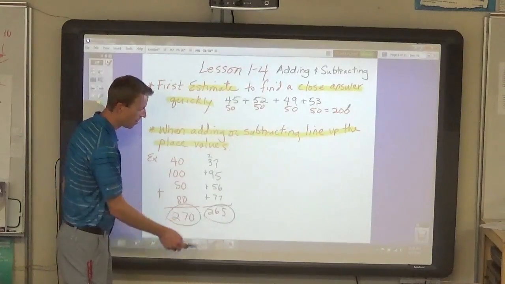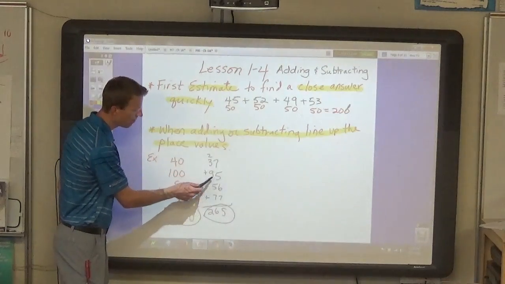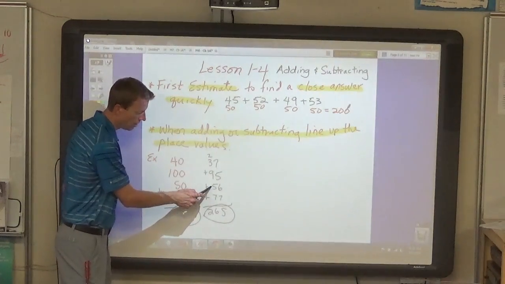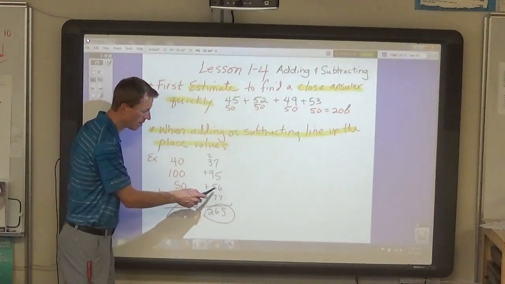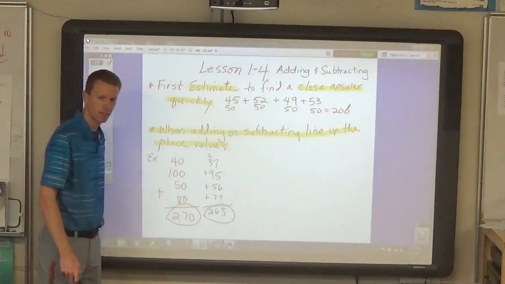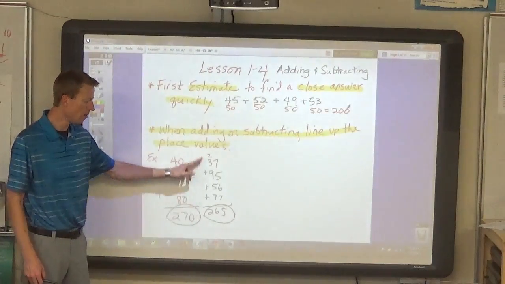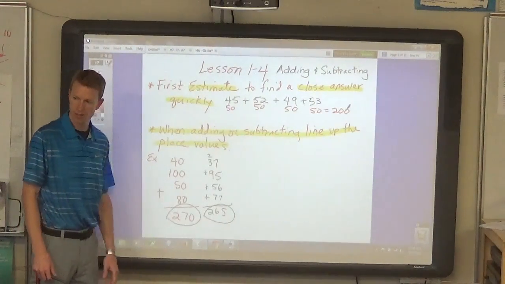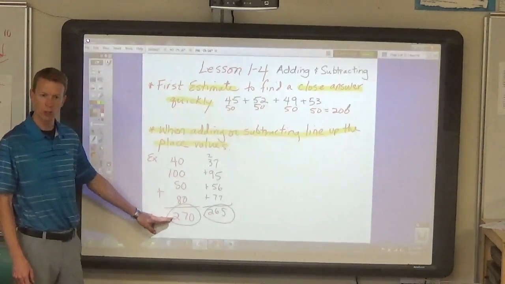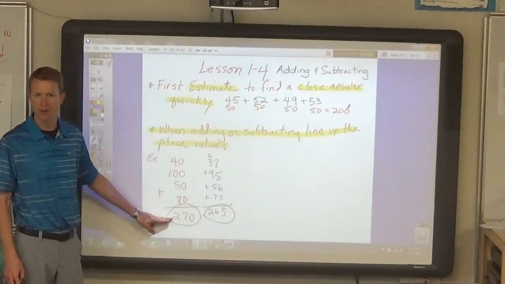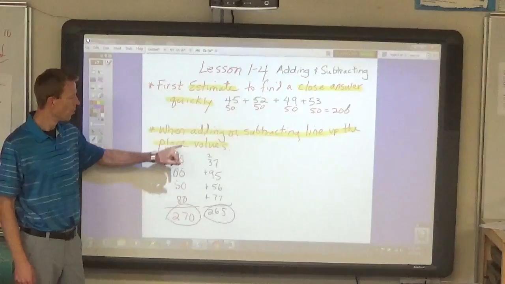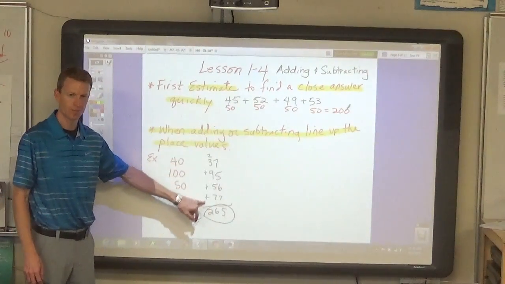Then add the tens column. 2 plus 3 is 5. 5 plus 9 is 14. 14 plus 5 is 19. 19 plus 7 is 26. Now, since there's not another column, you write both numbers. 26, the answer is 265. That's close to our estimate, so we probably got it right. Okay? Remember to line up the place values.